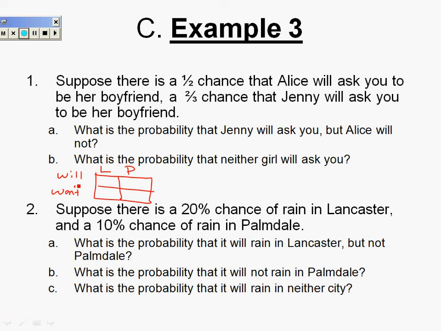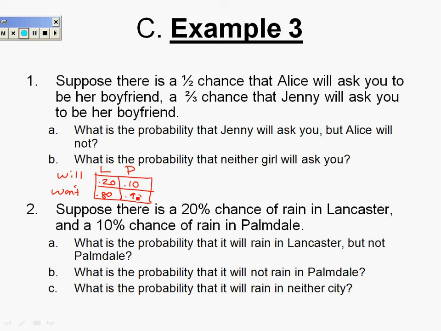So now when you're working with the percentages, you got to remember to change them into decimals. So if there's a 20% chance of rain in Lancaster, we're going to put under will rain in Lancaster 0.20. And a 10% chance of rain in Palmdale, which would be 0.1. Now we got to find the complements. So what's the probability that it won't rain in Lancaster? 0.80. And the probability that it won't rain in Palmdale? 0.90. And now we're prepared to go ahead and answer these questions.